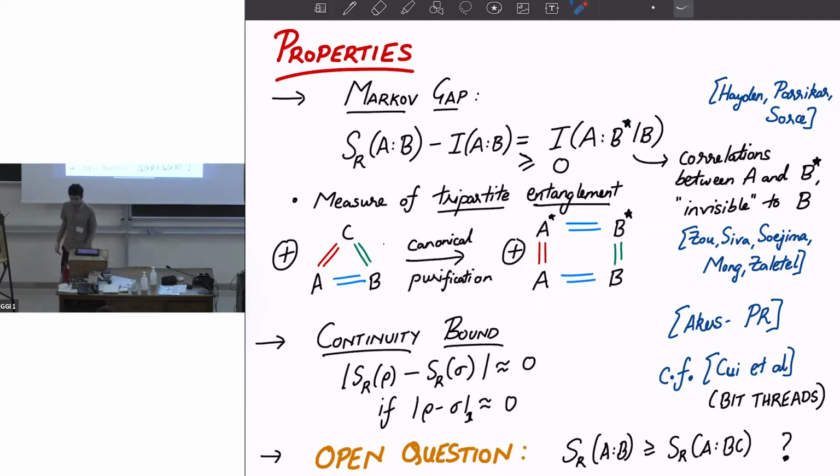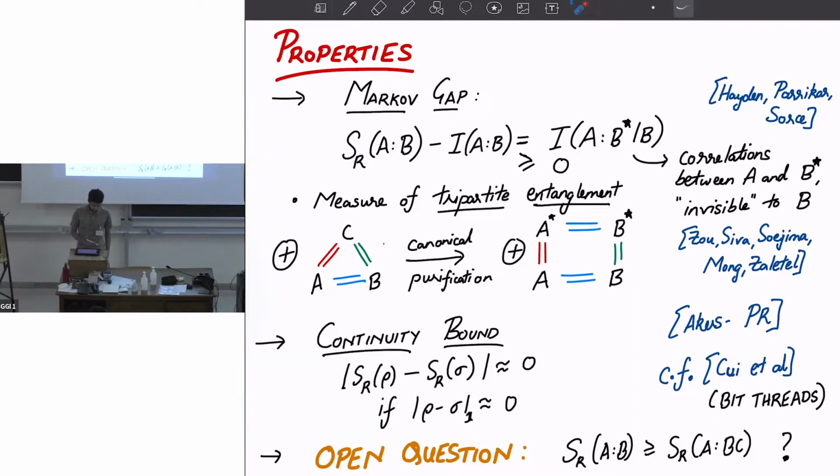entanglement. And this is interesting in holography because for a while, motivated by some answers from bit threads, people thought that it could be possible that bipartite entanglement is all that you care about in holography. And that's a pretty simple entanglement structure. And perhaps that would help us understand geometry pretty easily. But the existence of this Markov gap rules that out and says that tripartite entanglement is pretty important for holography.